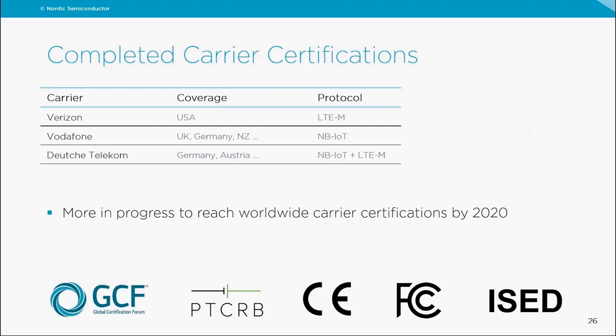The carrier certifications that have been completed on the nRF9160 include the Verizon certification in the US. We have Vodafone, which covers a large part of Europe and some of the other regions that Vodafone operates in. That certification is for narrowband IoT. Deutsche Telekom was also recently added here. We have Germany, Austria, and a host of other countries supported on the Deutsche Telekom networks and affiliates.